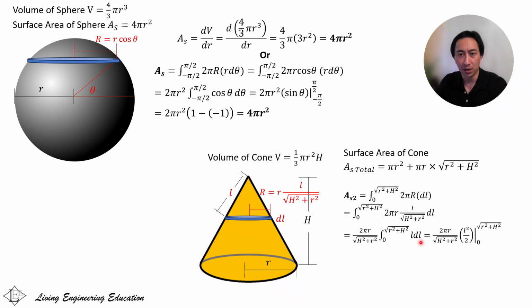So L dl, the integration of that is just going to be L squared over 2. That's the same thing as integrating x dx. And I apply my limits. This term squared minus 0, so it's just this term squared. That cancels out with this denominator term right here. So we get pi r times square root of r squared plus h squared. That's exactly what this section is representing.